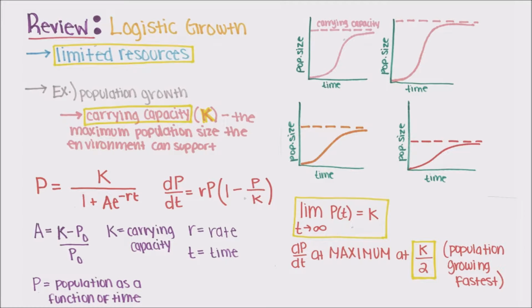You should also know that dP over dt is at its maximum at half of the carrying capacity. So basically it's saying at K over 2, the population is going to be growing the fastest.